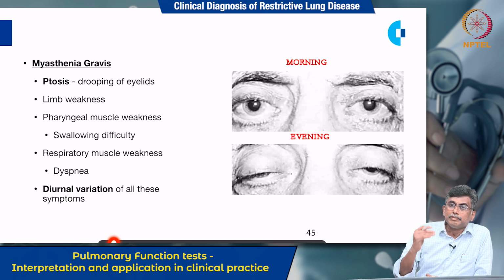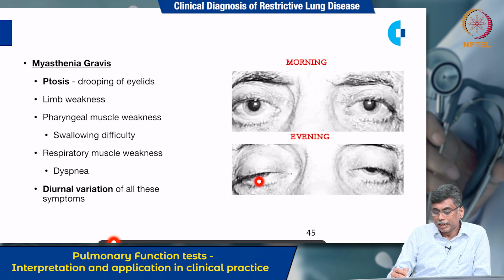What is the meaning? Morning they are better, evening as they go down, as the day progresses, the weakness is becoming more. So this is very obvious with regards to ptosis. You can see that in the mornings the lids are wide open. Here in the evening there is a drooping of the eyelids.